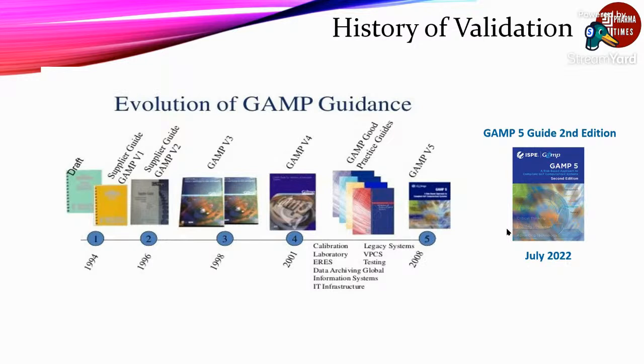GAMP 5 is one type of guideline. It's not a regulatory agency and it's not a regulation. We can say that it provides how to validate the system. It's not a rule that you must apply in your system. So it's a supporting document for validation. On that basis we know, decide and plan the validation. That's why I said GAMP is a guide.